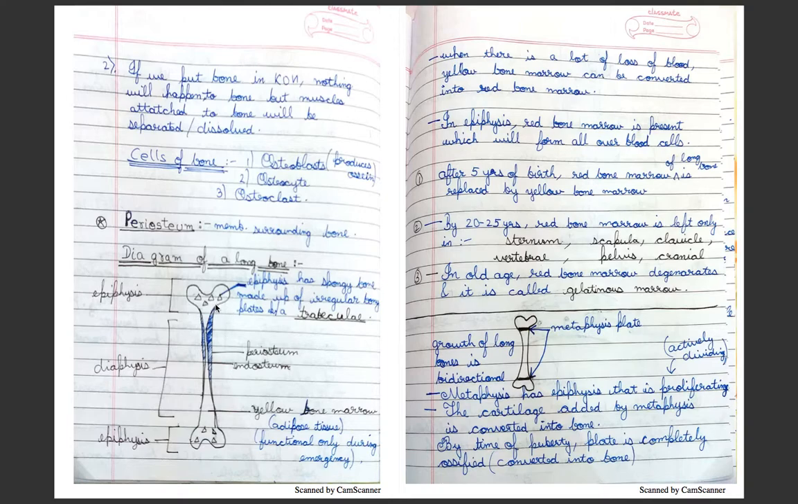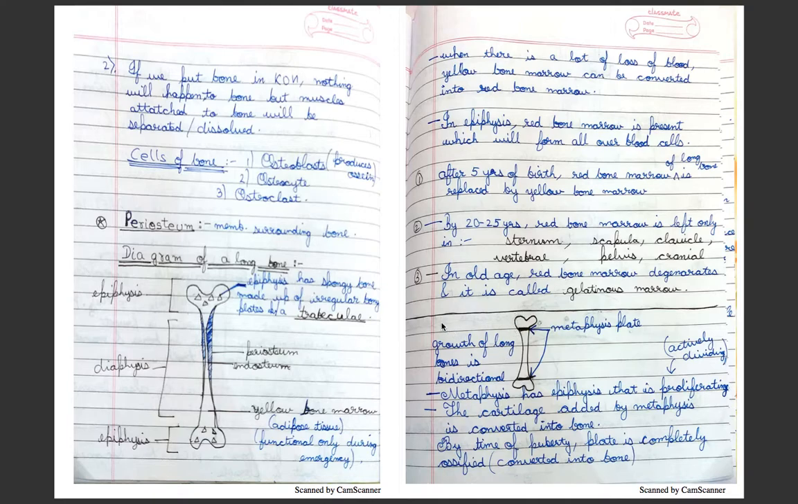After 5 years of birth, the red bone marrow of long bones is replaced by yellow bone marrow, and by 20-25 years all of it is yellow bone marrow, and red bone marrow is left only in the sternum, scapula, clavicle, vertebrae, pelvis, and cranial bones. In old age, the red bone marrow degenerates, and lastly no red bone marrow remains, and it is then called gelatinous marrow.